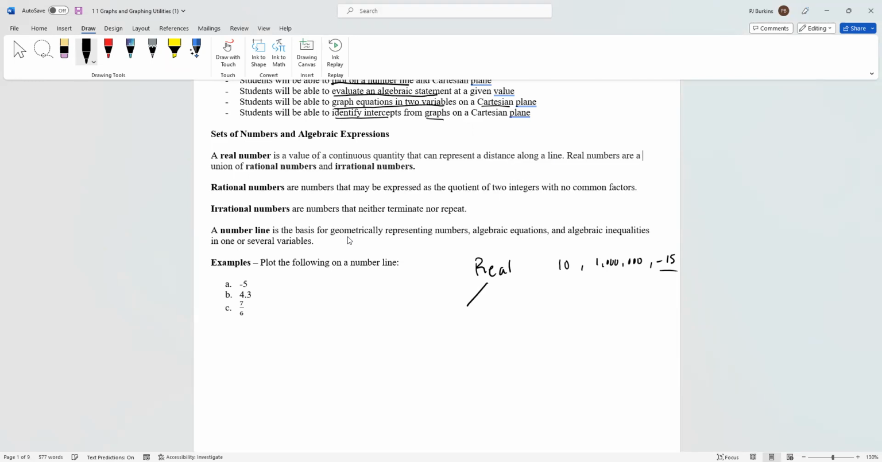Then we've got real numbers split into two other things, which are rational and irrational. So rational are numbers that can basically be written as a fraction. And notice it says they can have no common factors, which just means it has to be in lowest form, or sometimes we'll say simplest form. So for instance, 2 is rational, right? Because 2 I could write as 10 over 5, for instance. 1/3 is also rational.